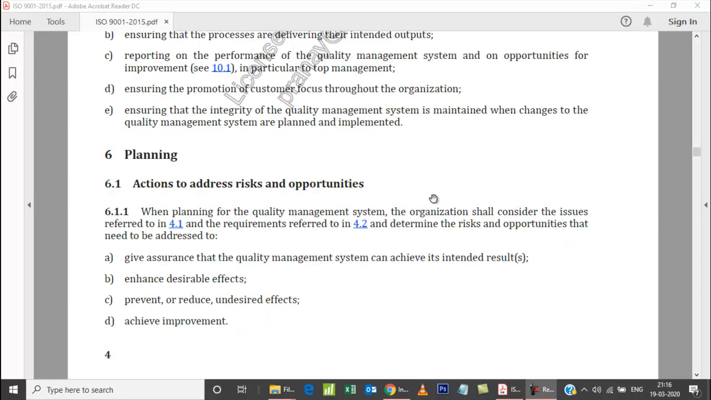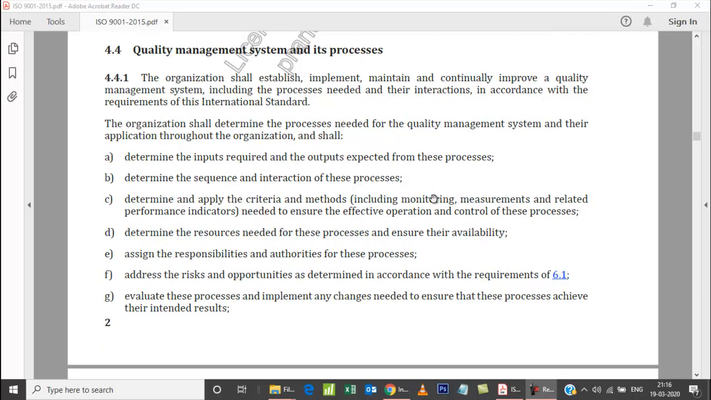If you remember, in my discussion of the clause number 4.4.1, we had discussed that quality management system and its processes require you to follow A through G certain steps: determination of inputs, determination of sequence and interaction of processes, determination and application of criteria and method, determination of resource requirements, assignment of roles and responsibilities, addressal of risk and opportunities, and finally, evaluation of the processes and implementation of any change if needed.